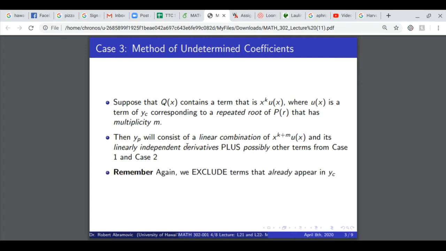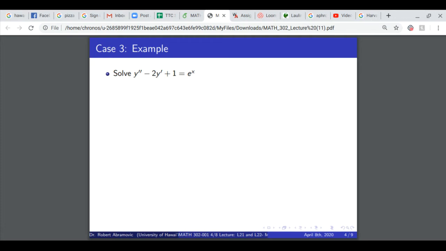Again, as in case 2, we exclude terms that already appear in the solution yc of the associated homogeneous differential equation. I think this is best seen with an example. Solve y double prime minus 2y prime plus y is e to the x. In this case, the characteristic polynomial is r minus 1 squared. R minus 1 squared means 1 is a repeated root of multiplicity 2. You're raising this factor, r minus a number, to the second power. That's where we get multiplicity 2 from.